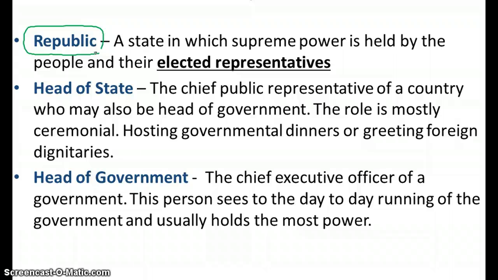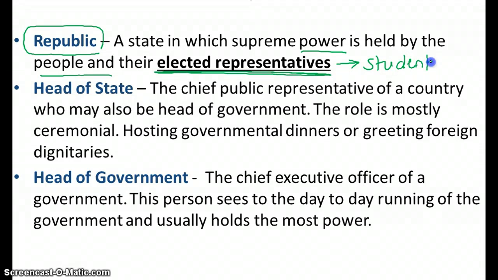Republic is a state or a country. Remember, sometimes they use those words interchangeably. A state in which supreme power is held by the people and their elected representatives. So in a republic, the people elect their representatives. Correct. They choose people to represent them in the government. And remember that countries do not have an ability to have everybody be in the government, so we need to represent people. Just like student council, they have representatives.